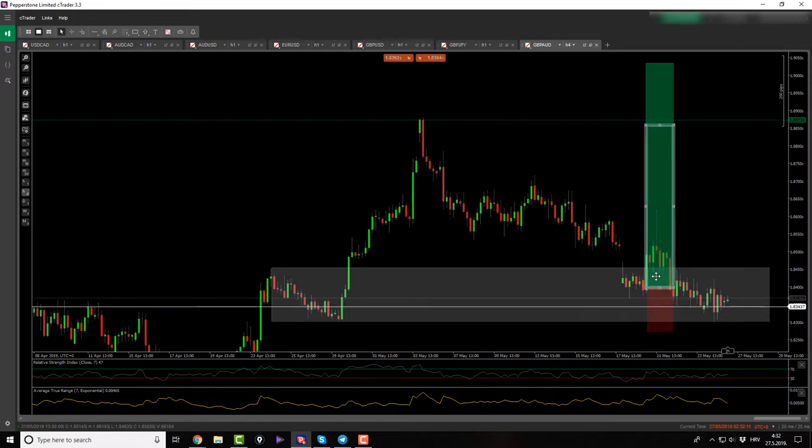It's obviously a long swing play. I didn't take the trade. I just marked it up to see how it will play out. And guys, that's it for this morning session.